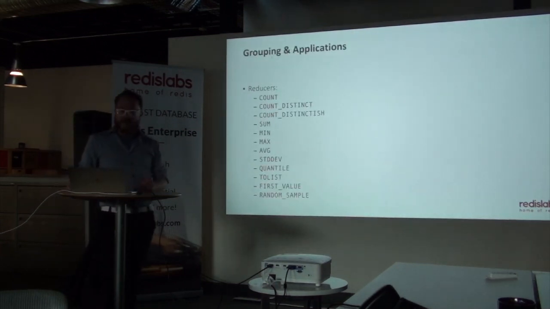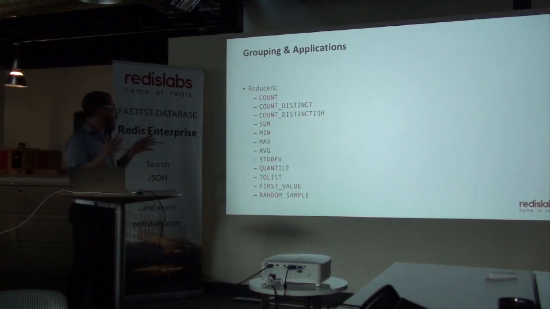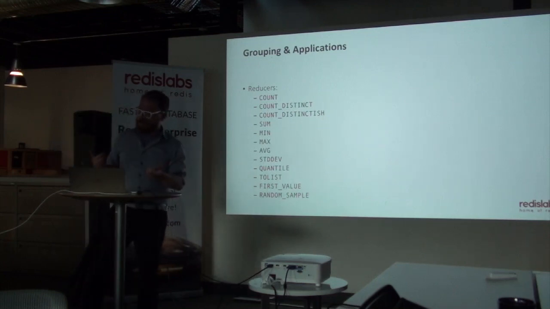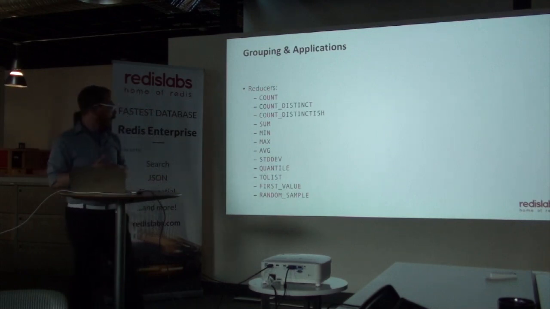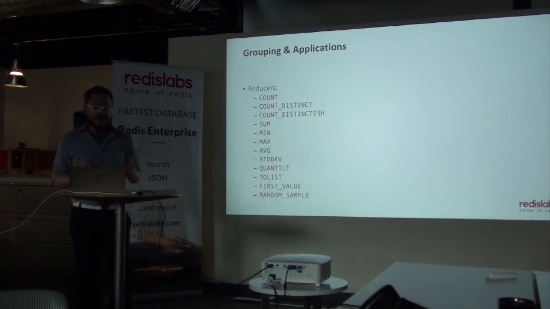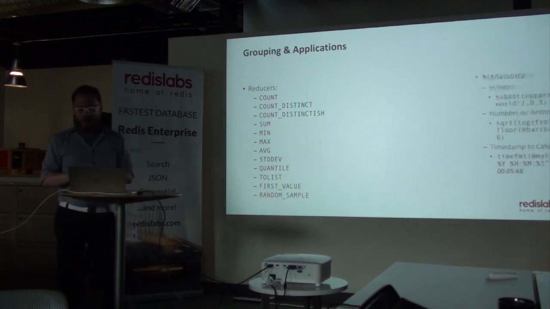So here are the basic reducers that we have. You're doing counts, count distinct. My favorite is count distinct-ish. We're using a Bloom filter internally, so it's not exactly right. It's probabilistic, so ish. Summing, min, max, average, standard deviation, quantile. It's two lists, which is relevant, especially for our tag fields. First value and random sample. So these are all kind of functions that you can use for reduction.